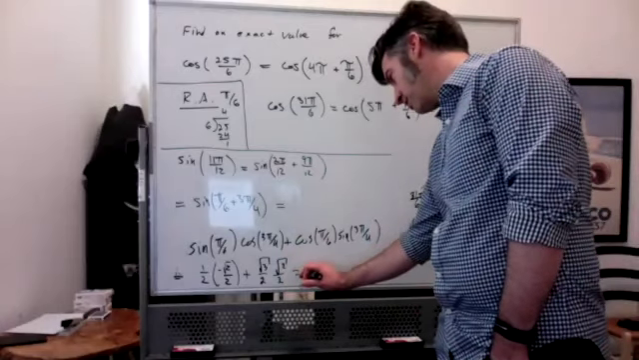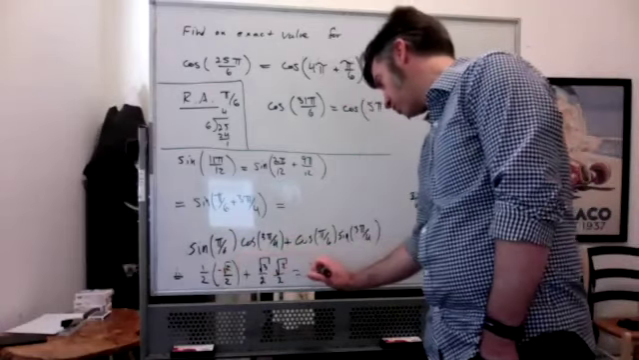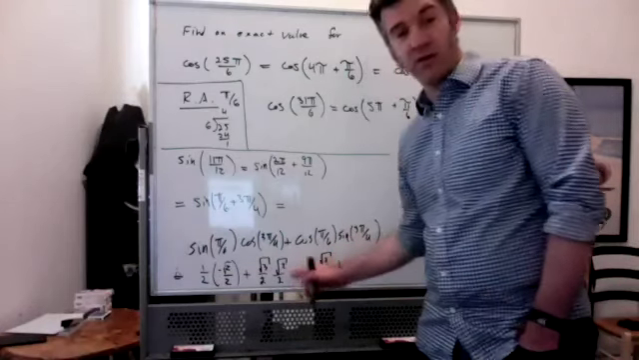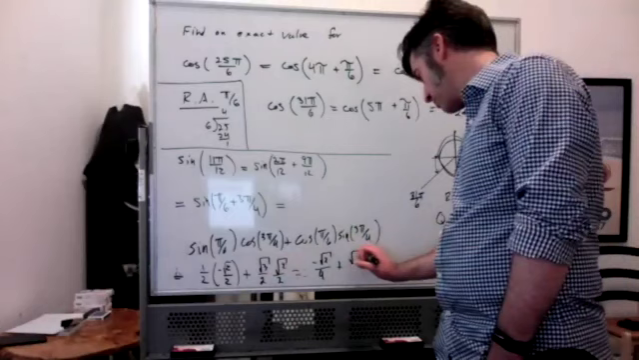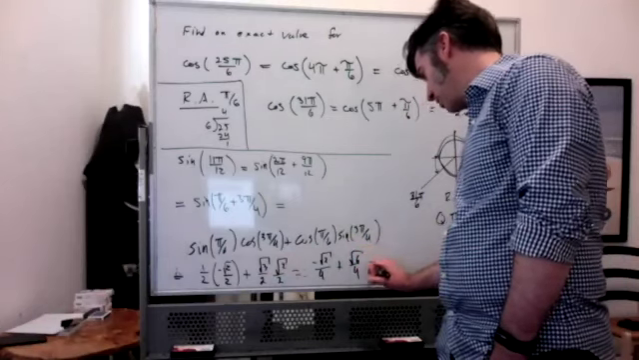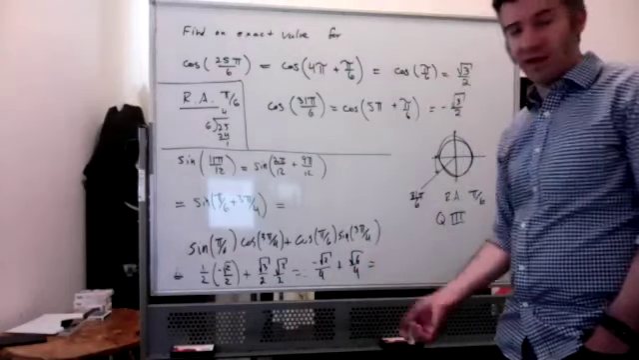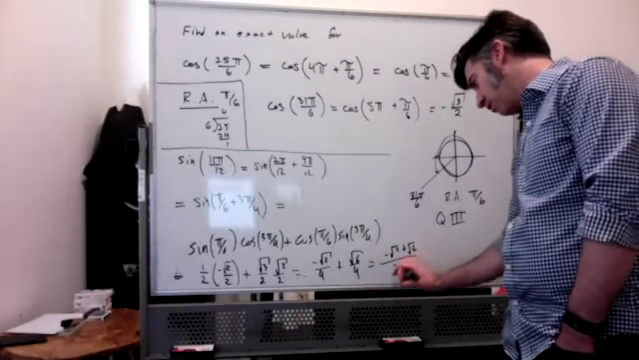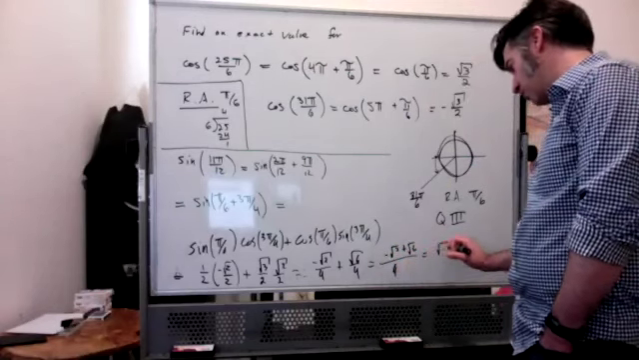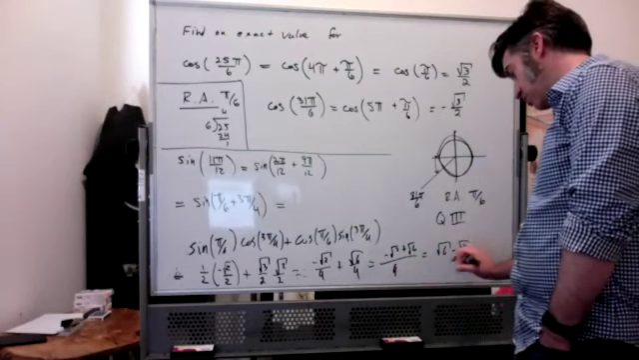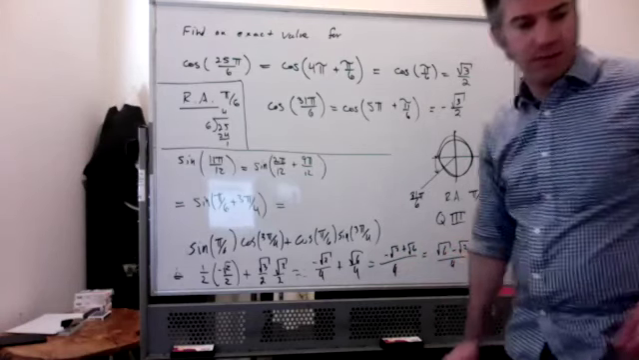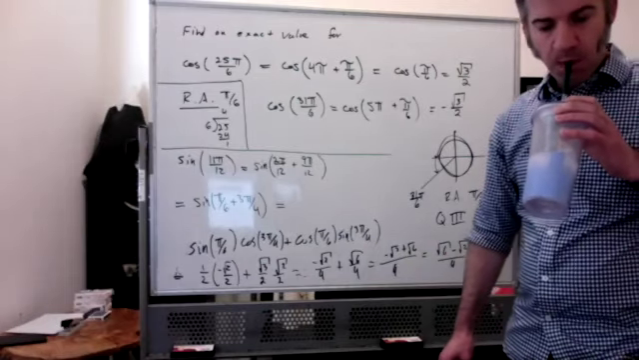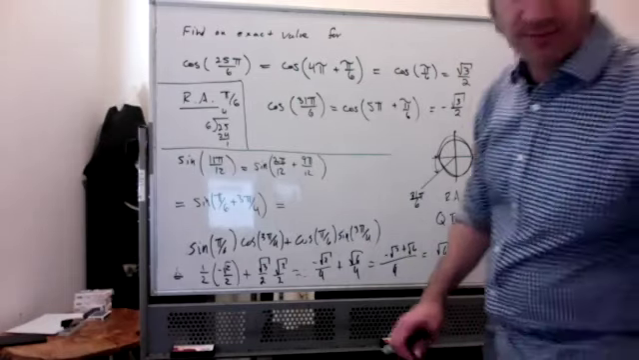So this simplifies as negative root 2 over 4 plus square root of 3 times square root of 2, which is square root of 6. You can write it as negative root 2 plus root 6, all over 4. But the more standard way of writing it is the square root of 6 minus the square root of 2, all over 4. Questions about that?